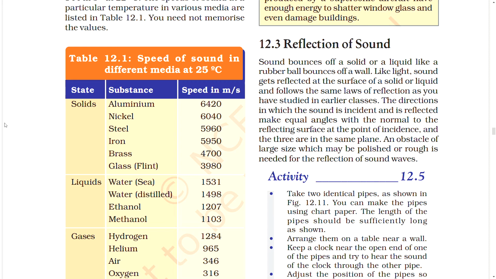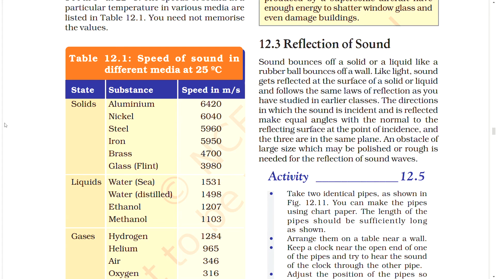Reflection of sound. Sound bounces off a solid or a liquid like a rubber ball bounces off a wall. Like light, sound gets reflected at the surface of a solid or liquid and follows the same laws of reflection as you have studied in earlier classes. The directions in which the sound is incident and is reflected make equal angles with the normal to the reflecting surface at the point of incidence, and the three are in the same plane. An obstacle of large size, which may be polished or rough, is needed for the reflection of sound waves.